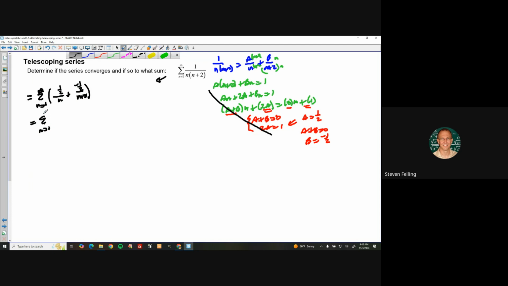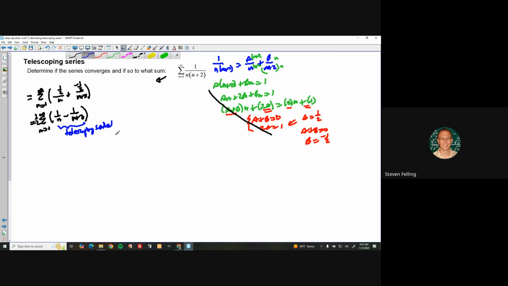I'm going to rewrite that another way: n equals 1 to infinity, factoring the 1/2 out of the entire thing, so I can write this as 1/2 times the quantity 1 over n minus 1 over n plus 2. Now, this structure right here, where we have a term minus a term, is what we call a telescoping series. So how do we handle it?